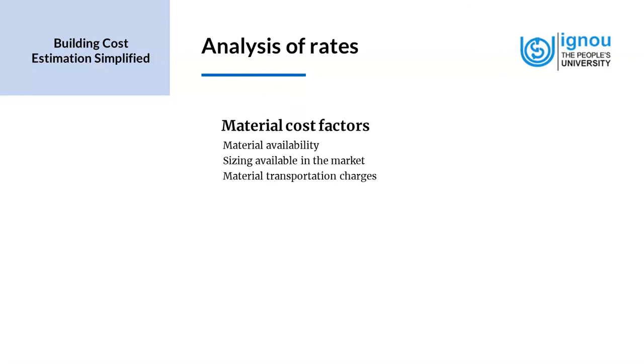Material transportation charges also affect the material cost. It's usually taken as the rates delivered at the site of work, and therefore it includes the charges incurred for transporting it from the source to the site. And if the distance is more than 8 kilometers, usually a transportation charge is added.